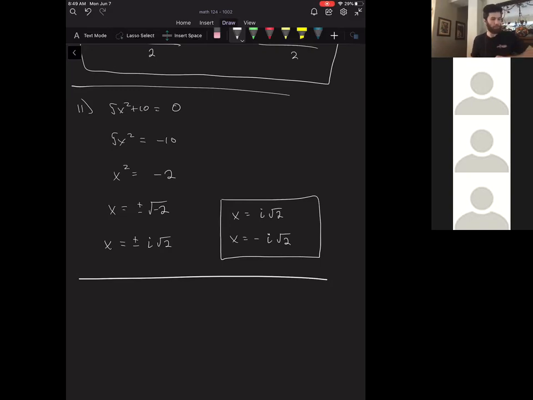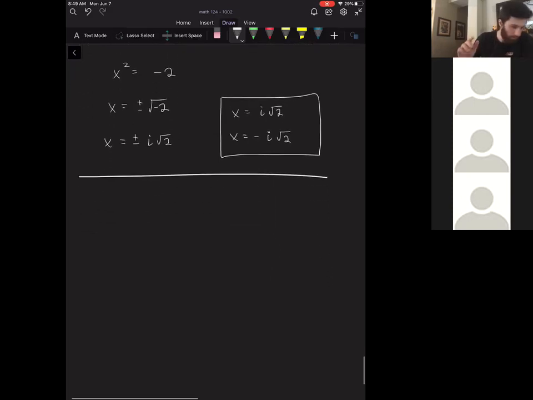The next thing we can do is something called completing the square. So this is another way to solve ax squared plus bx plus c is equal to 0. So this is going to be called completing the square.